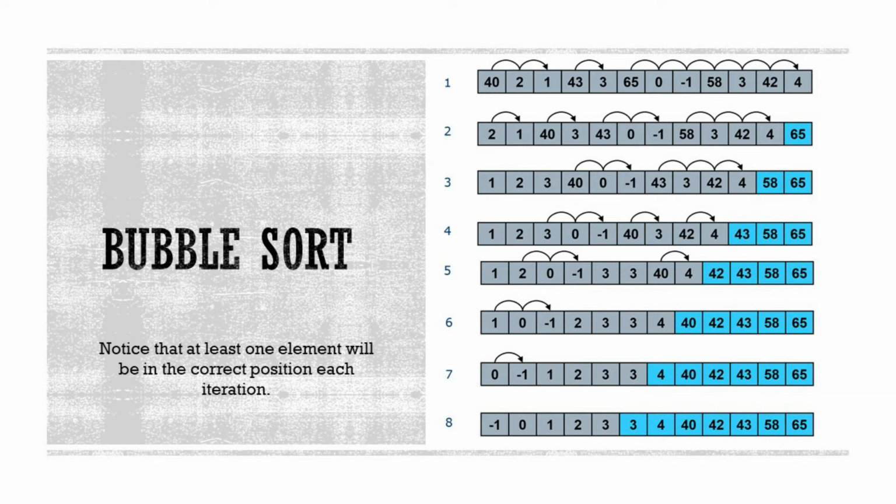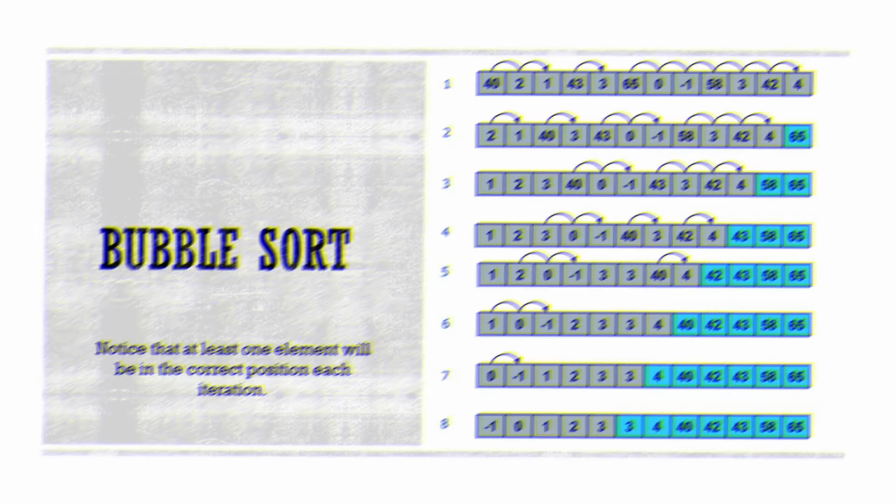We can see that at the last line, the eighth line, the right side is negative one, which is the lowest number, and the left side is 65, which is the biggest number.